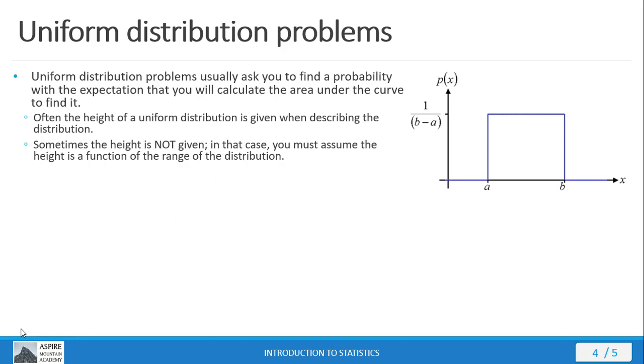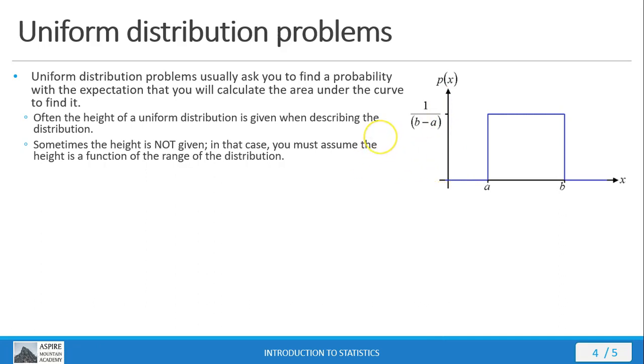Oftentimes, the height of a uniform distribution is given when describing the distribution, but sometimes it isn't. And so in order to get that value for the rectangle that you're going to shade underneath your density curve, you're going to need both dimensions. It's going to be easy to get the dimension along the x-axis, but the dimension along the y-axis, if it's not given to you in the problem, then you're not going to know it.